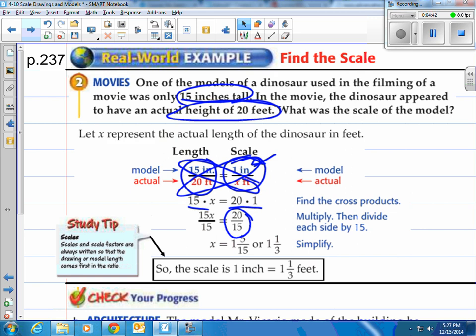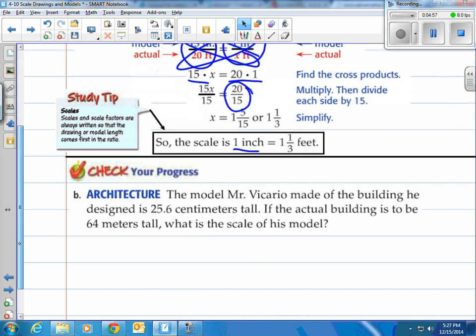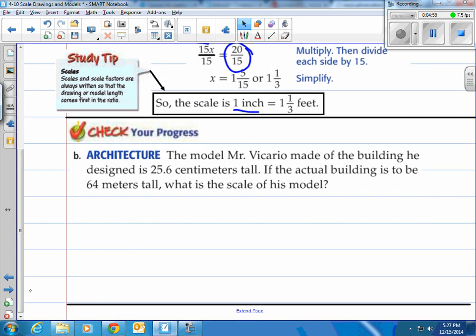Now, this tip here tells you that scales and scale factors, which we're going to talk about, are always written so that the drawing or model length comes first in the ratio. Meaning we always put the, hey, what's the model length we're looking at? All right, you try this one. Come on back, see how you did.